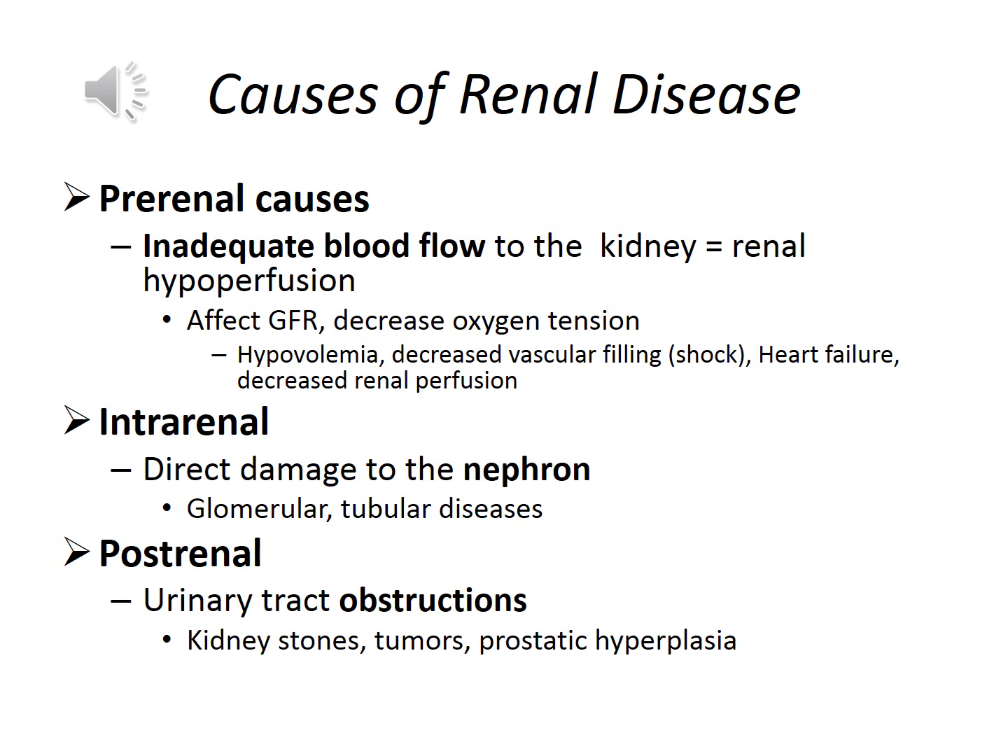Intrarenal causes are really direct damage to the nephron and any of the nephron structures. So we could have glomerular disease there. We could have tubular diseases. So again, damage of the nephron itself. And finally, we have post-renal, and those are primarily caused by urinary obstructions, things like stones, tumors, prostatic hyperplasia in men. So again, that builds up pressure, and we'll describe these as we go along.